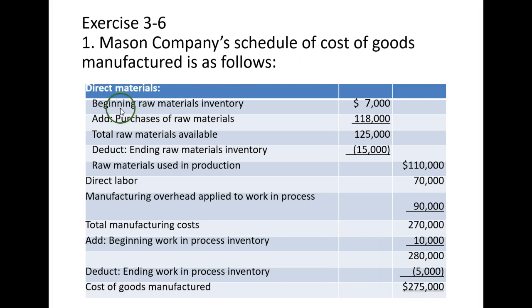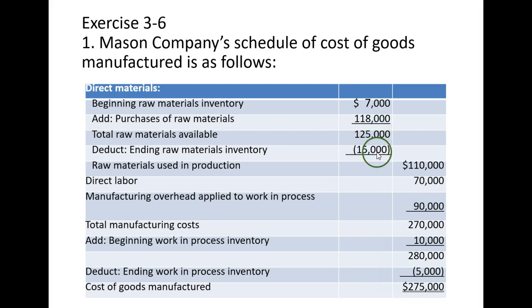They want to show how much in materials you used, but we go through these steps first. Start with your beginning raw materials inventory left over from last year. Add what you purchased this year. That shows you total raw materials available for your use. You could have used 125,000 in production, but we did not because we had ending inventory of 15,000. So this is the total we had, and this is what we did not use.